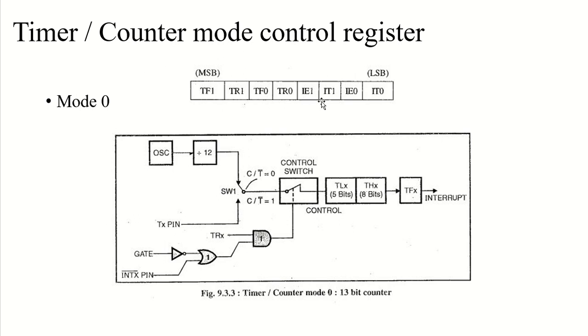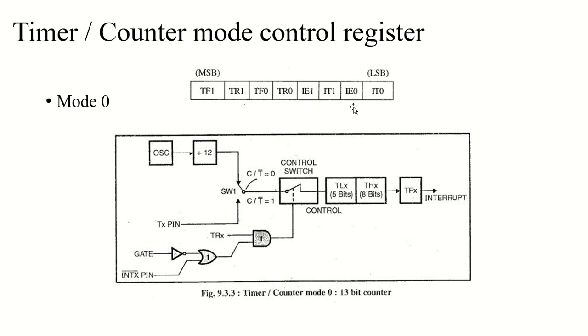Then we have IT1. The position of IT1 in the pin diagram would be TCON2, and it is the interrupt 1 type control bit. So it will again be set or cleared by the software to specify falling edge or low level triggered external interrupts.